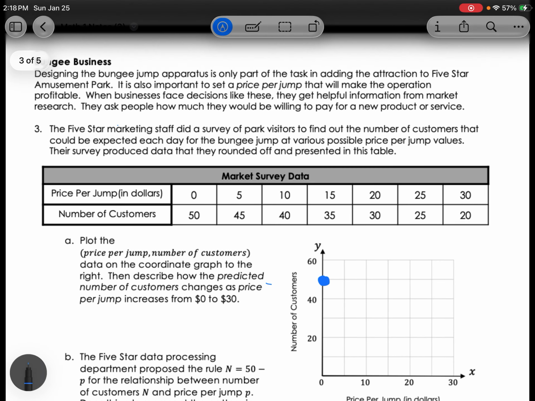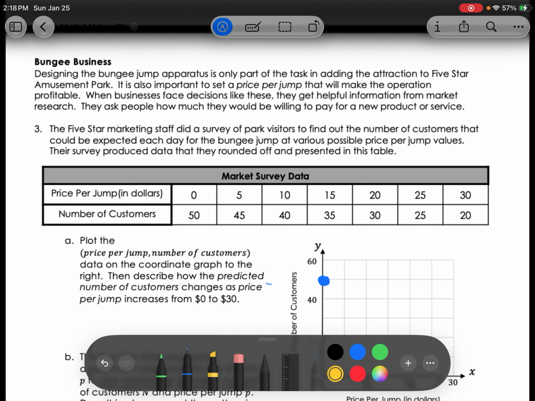We're going to scroll on to the next part. Probably you guys are flipping your papers. As you can see, we're thinking about bungee jumping. We're thinking about a business. If we're thinking about businesses, we had to figure out the price per jump, okay? Because we got to make money somehow.